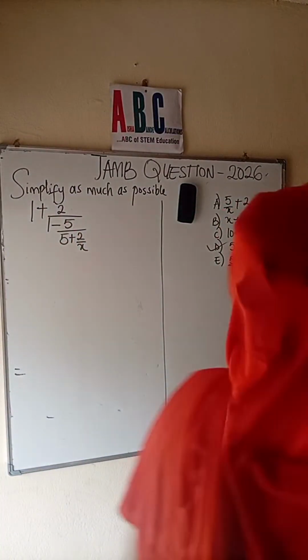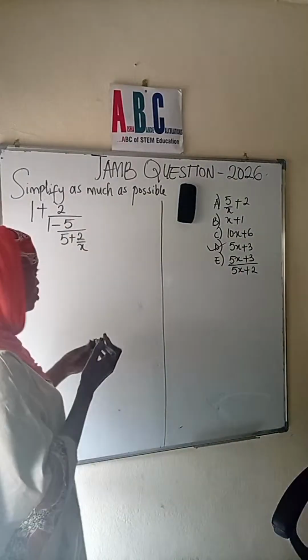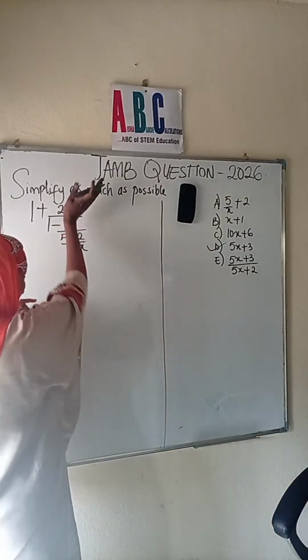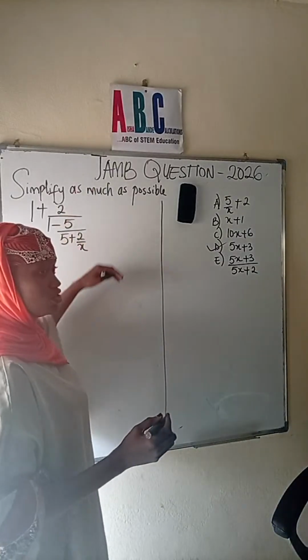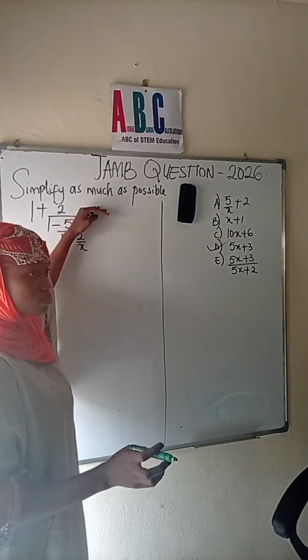Now let's do this. I said if you have a question like this, it is simplification. You start with what you have. Start from down, then you keep going up. You cannot start from up and come down, you will not get the answer. You start down, you go up.